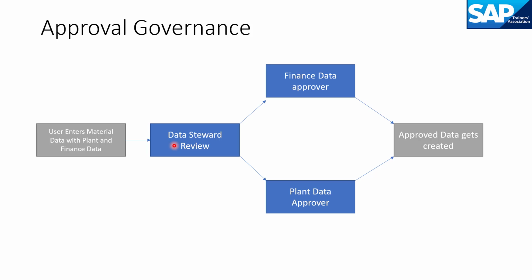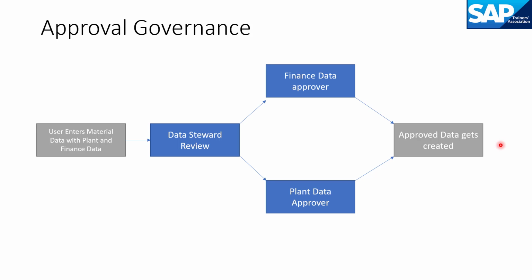Data steward is generally a position given to some experts or generic experts on material master, or whatever object we are using. First he reviews everything and approves, then finance data goes to the finance data approver, and plant data goes to the plant data approver for their review and approval. So they review their corresponding area and approve it. Then after everyone approves it, the actual material gets created in the system and the orders can be taken by your service agents.